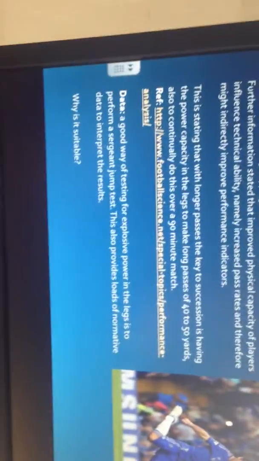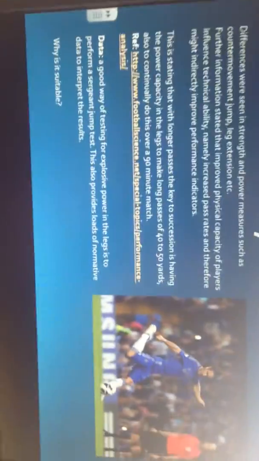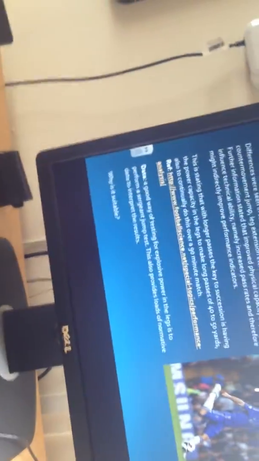Further information, as I said, is on the same website, Football Science, a great website. It's got all the references on there of where all this information comes from, so it can all be tracked back. The information states that to improve the physical capacity of players influences technical ability, mainly increasing pass rates. So with the long variation of passing, if you have more power, more leg extension, it's going to go further.